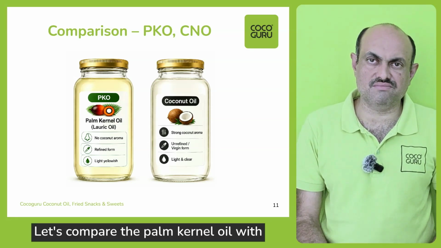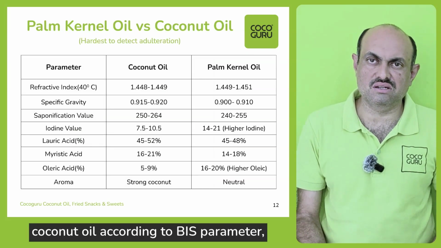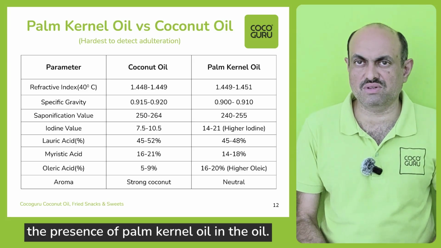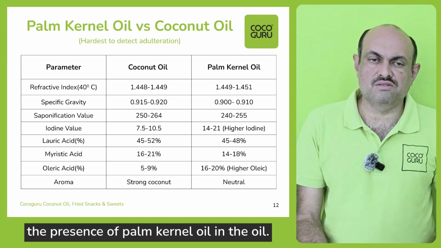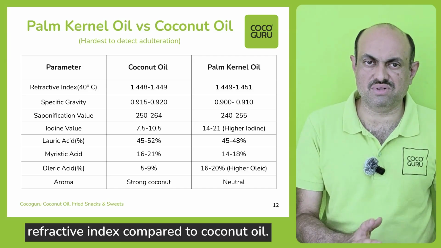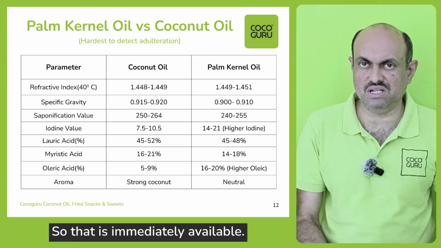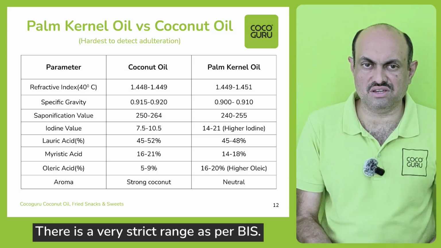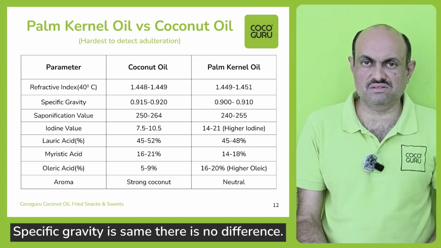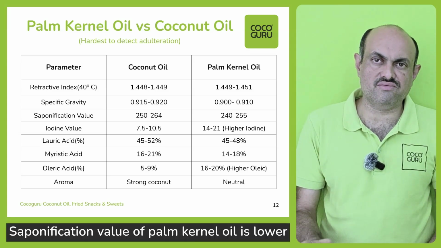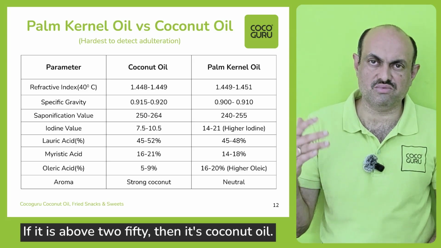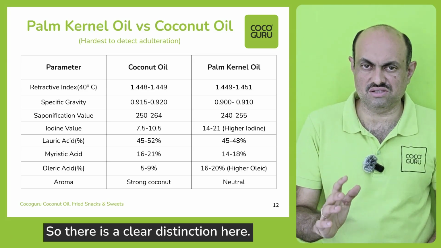Let's compare palm kernel oil with coconut oil according to BIS parameters, because this gives conclusive evidence of the presence of palm kernel oil in the oil. Refractive index: palm kernel oil has a higher refractive index compared to coconut oil. There is a very strict range as per BIS. Specific gravity is the same, there is no difference. The saponification value of palm kernel oil is lower than coconut oil, so it will be below 250. If it is above 250, then it's coconut oil. So there is a clear distinction here.